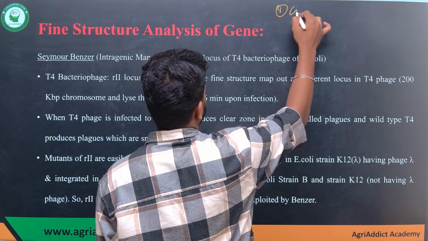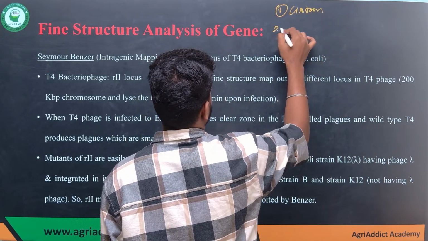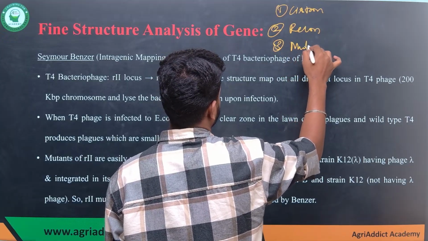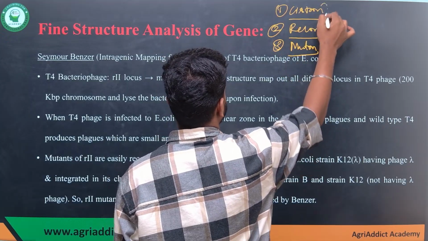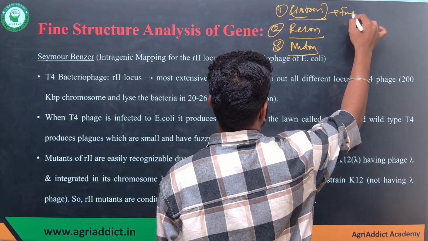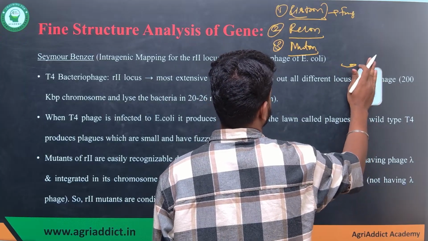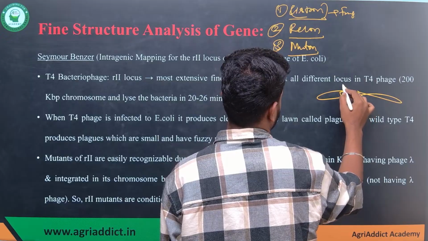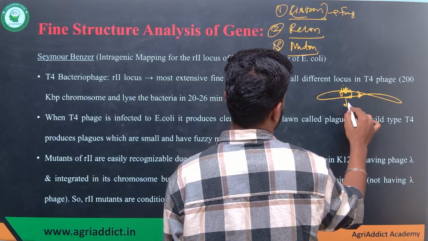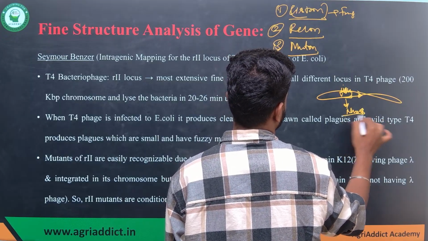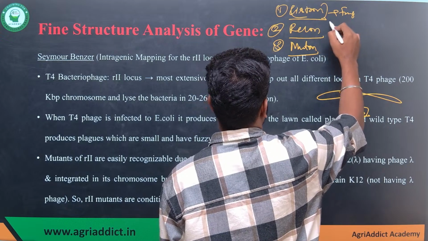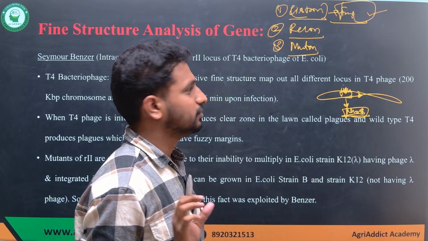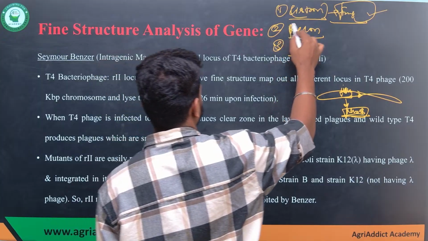The terms are cistron, recon, and muton. So what are these? Cistron is nothing but the functional unit. If this is the chromosome, the part or the location where the gene sequence is present in terms of nucleotides or nitrogen bases is called cistron, where the functional part of a gene is referred to as cistron. But what is recon?